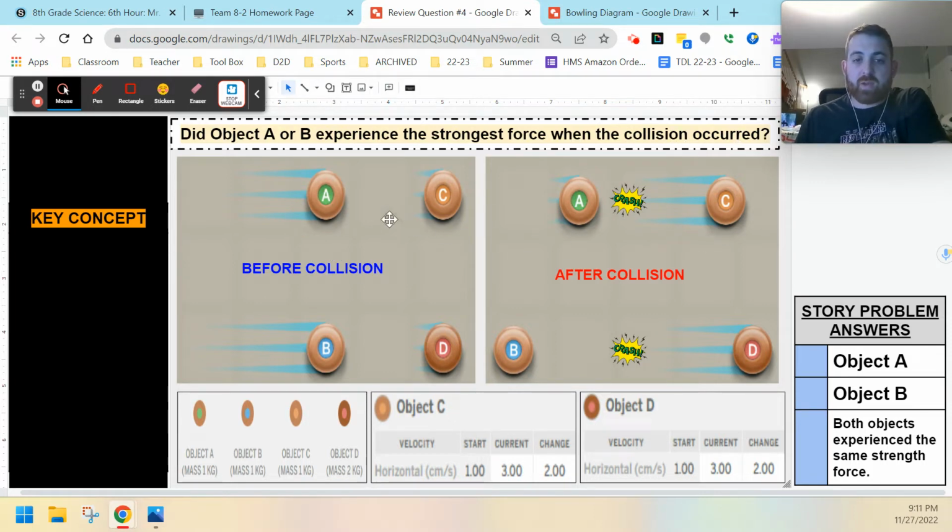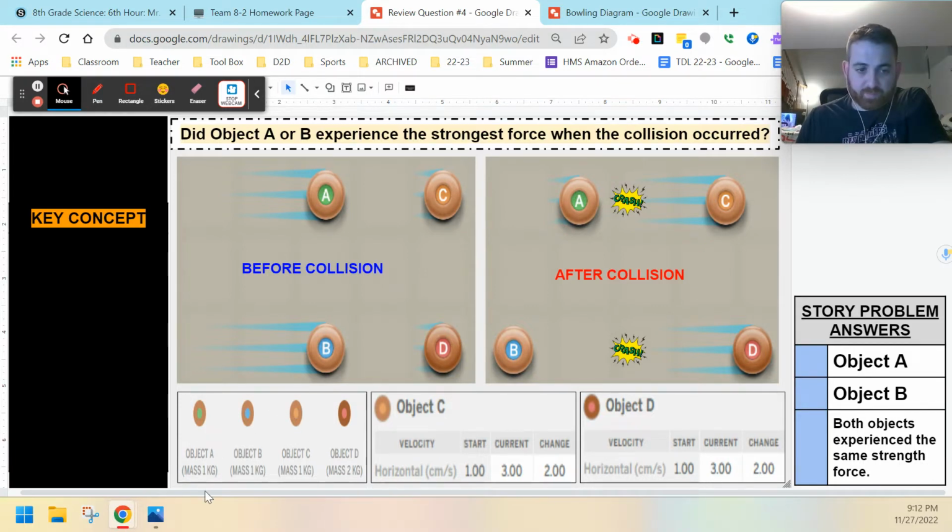If we're looking at our diagram here, we have object A and B, and they're going to be colliding with the objects across from them, so A collides with C, B collides with D. These are our objects before, and these are our objects after the crash. What we have to figure out is which of our objects, A or B, experienced the strongest force when the collision occurred.